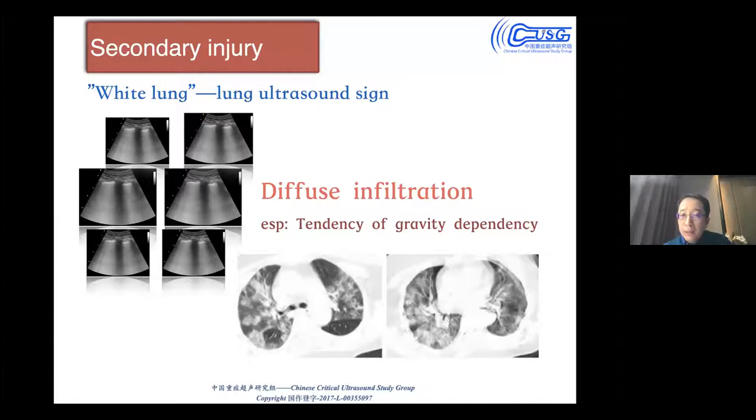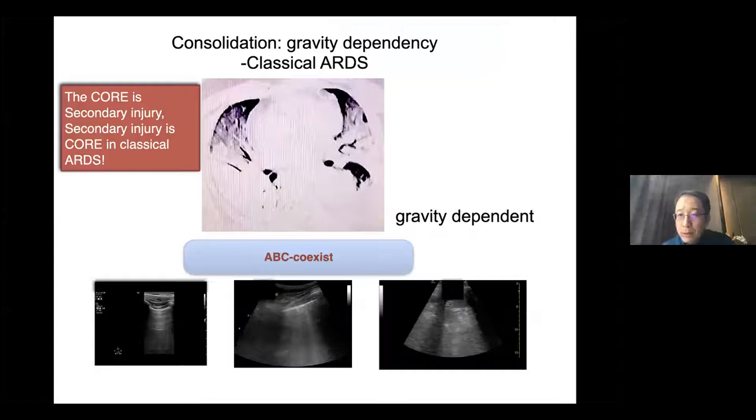But let us take a look at what the classical secondary injury is. Just like a consolidation, it's gravity dependent. And we named it classical ARDS. In classical ARDS, the core is a secondary injury. Just like what the lung ultrasound and the CT scan tell us. It's gravity dependent, but lung ultrasound tells us it's an A line, B line, and consolidation combination in one lung ultrasound examination.